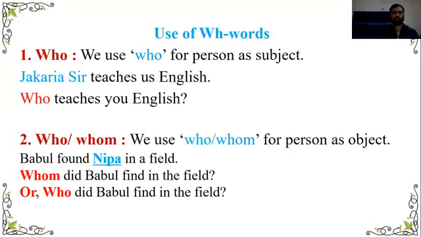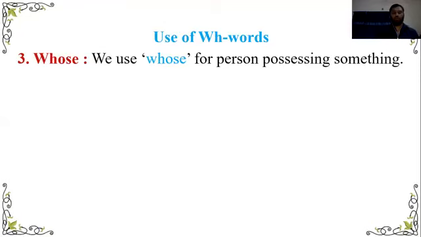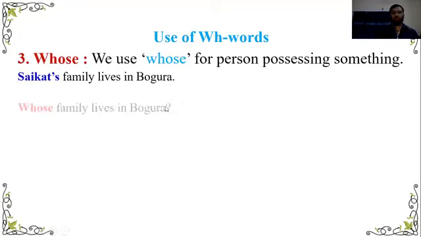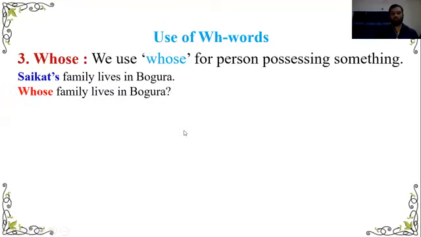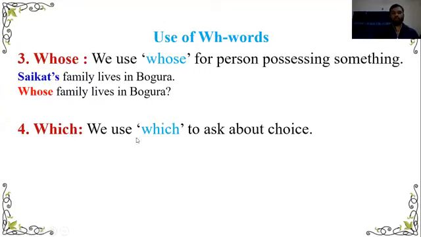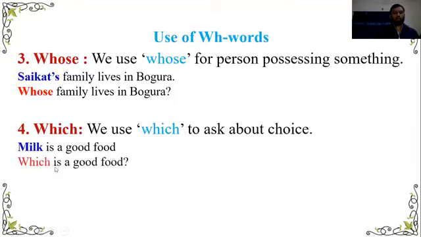Now I will go to the next slide. Whose. We use whose for a person possessing something. Like Shoikot's family lives in Bogura. So Shoikot possesses a family, so Shoikot's family. And for Shoikot's we have to take whose. Whose family lives in Bogura. Next, rule 4, which. Which is used to ask about choice. For choice, we have to use which. Let's see an example. Milk is a good food. So you know there are a lot of foods around you, but milk is good food. So that's why we are taking which.